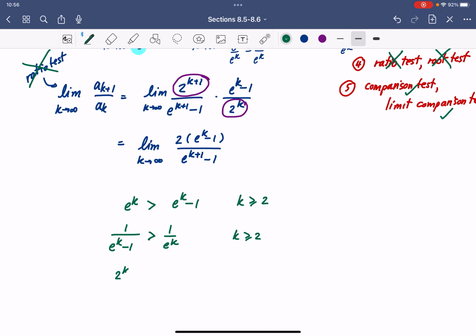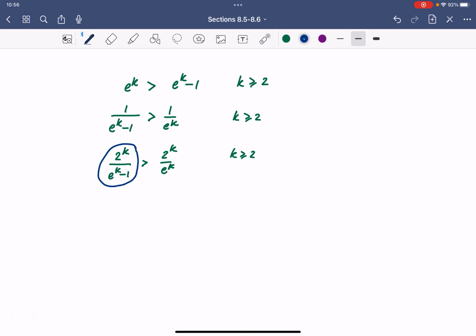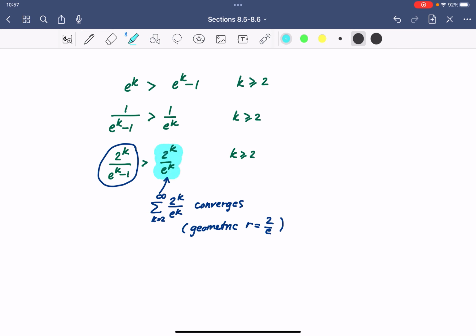And then you multiply 2 to the k. This one, 2 to the k over e to the k minus 1, is the one that we want to test. But actually, it will not give you a good inequality, because it's greater than 2 to the k over e to the k. You know that this one, the summation of 2 to the k over e to the k, k starting from 2 to infinity, is convergent by the geometric series, where the ratio r is equal to 2 over e. So 2 over e is less than 1, so this one is convergent. But when you have something convergent here, and you have something bigger than the thing that is convergent, you make no conclusion.